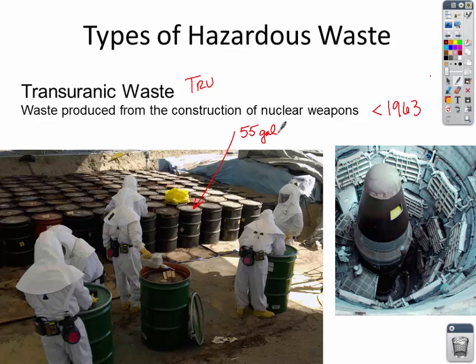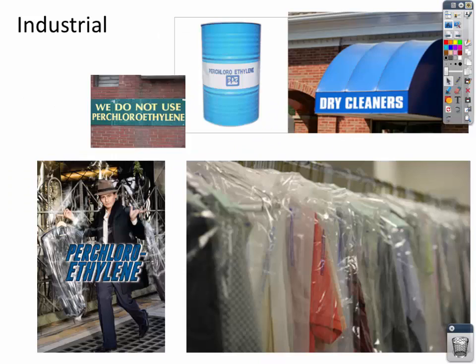They choose these 55-gallon drums to store and to ship hazardous materials because they're secure. Alright, so transuranic waste is the first type of waste that we can look at. Second type would be industrial waste. Anything generated in the manufacturing of goods.